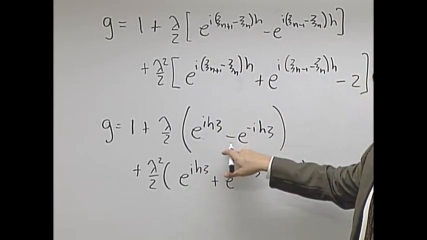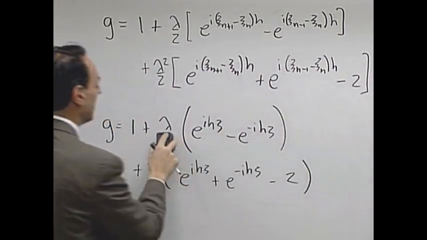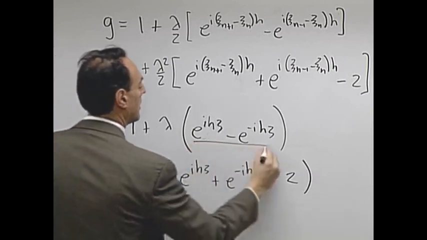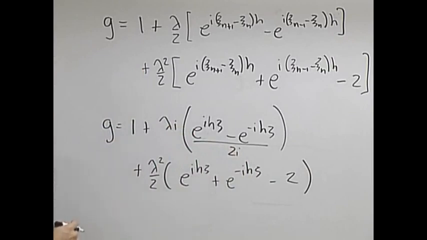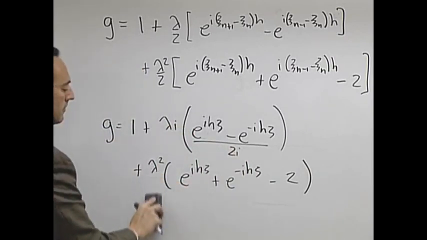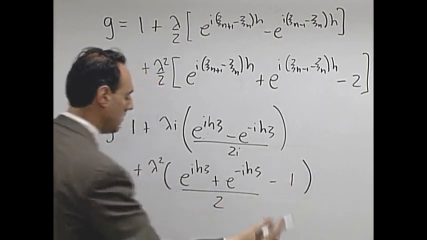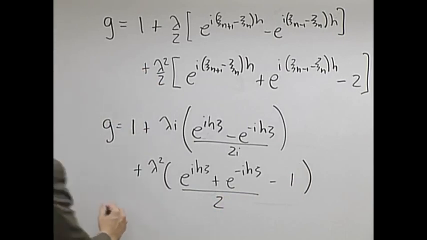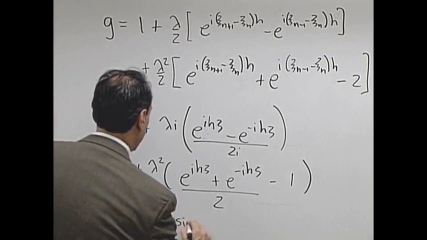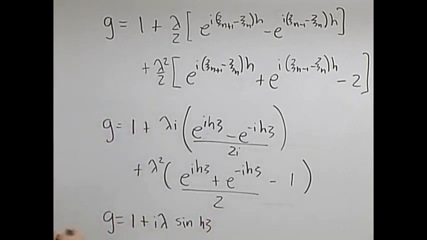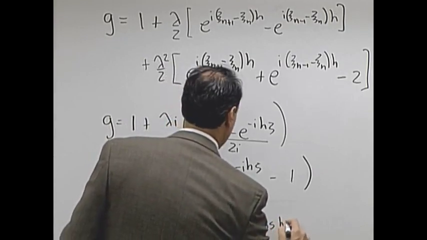So I need to get a 2i in here, right? So if that's a sine, I have to bring this 2 in. So let's bring the 2 in here. And then I can bring an i and an i. I'm going to bring this 2 in here, and that's going to make that a 1. Okay? So at the end of the day, you get g is equal to 1 plus i lambda sine h zeta plus lambda squared cosine h zeta minus 1.